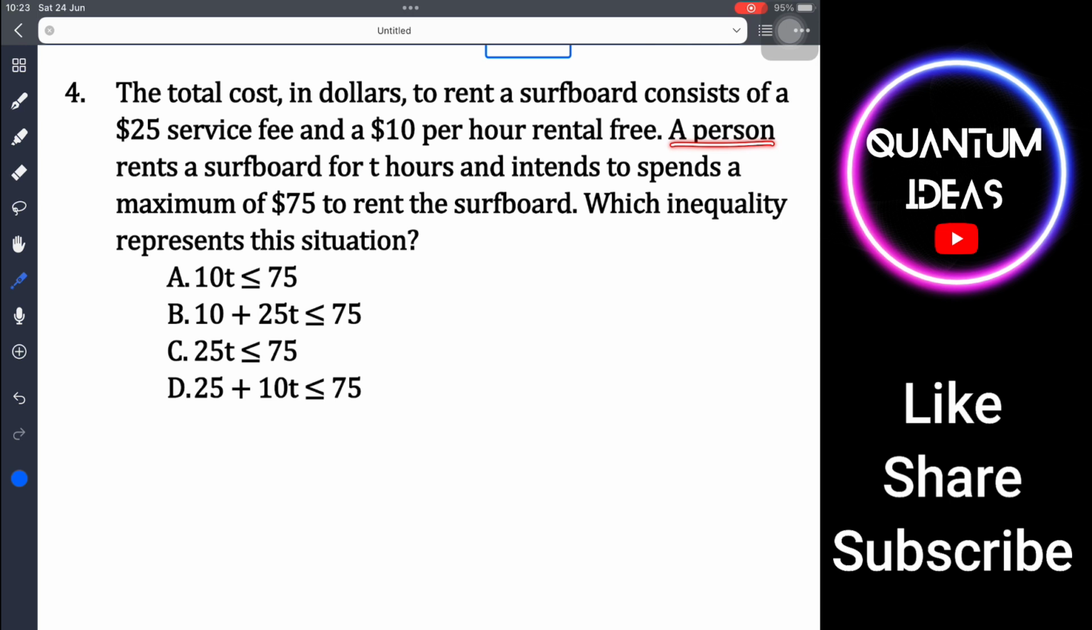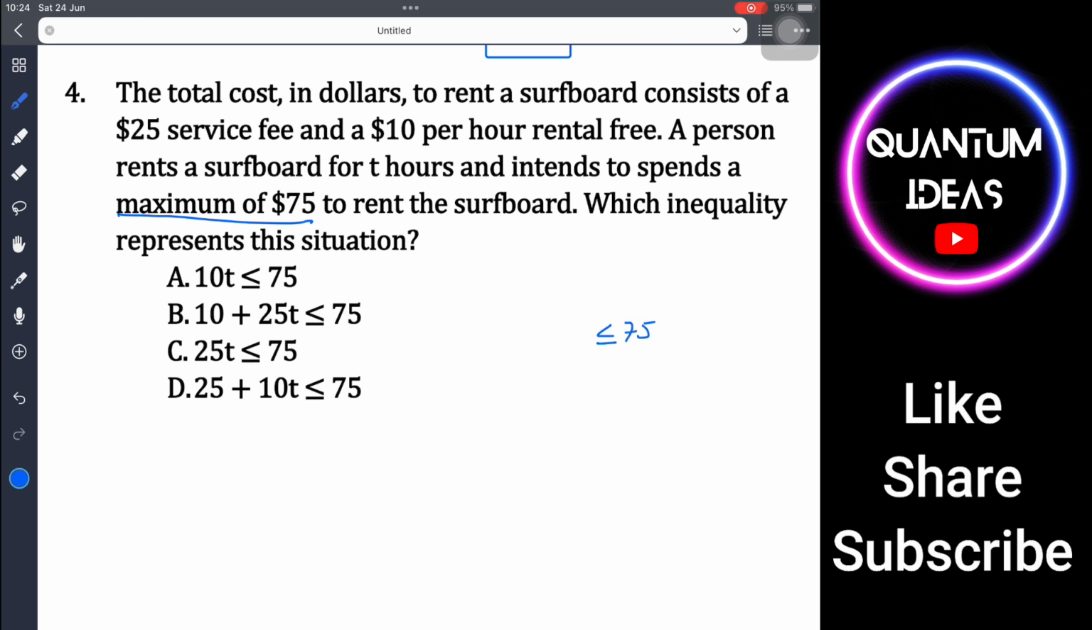Okay, a person rents a surfboard for 30 hours and intends to spend a maximum of $75 to rent the surfboard. Which inequality represents this situation? So this is in terms of a linear inequality. He only intends to spend a maximum of $75, which means if you make the inequality, you can say less than or equal to 75. You can go maximum up to $75.